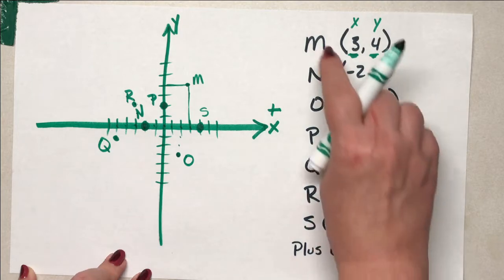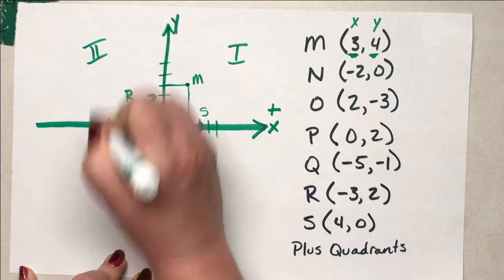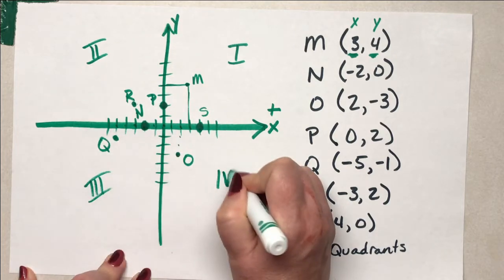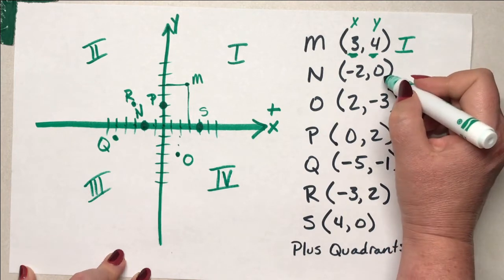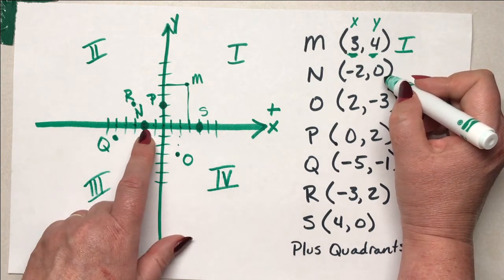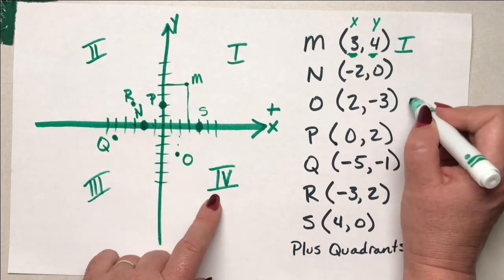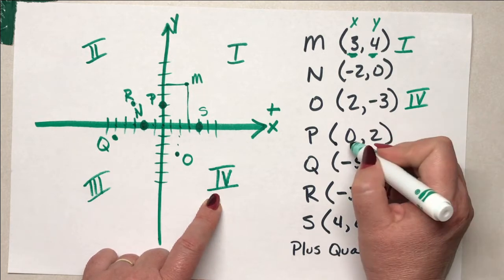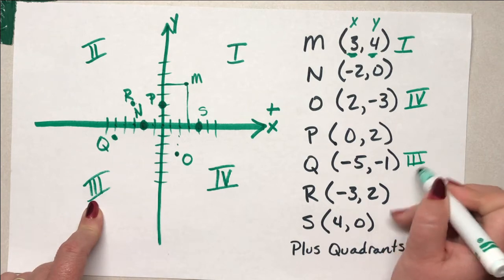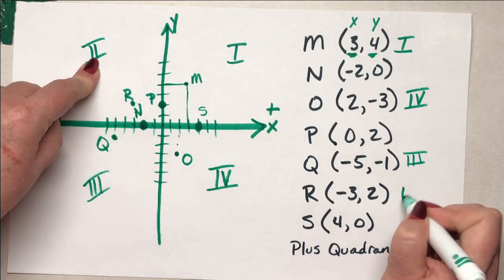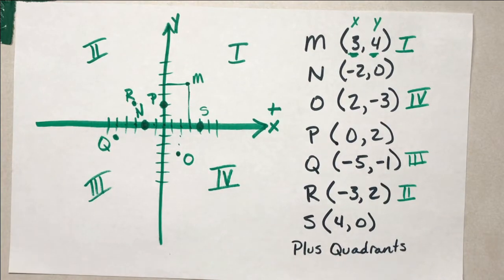And if I asked you what quadrant is M in, I would like you to quickly label your quadrants so you don't make a foolish mistake, because that's easy to do when you do things in your head. That's in quadrant 1. N is not in a quadrant because it's between quadrants. O is in 2, -3. This is in quadrant 4. P is also between quadrants. Q is in quadrant 3. R is in quadrant 2. And S is between quadrants. That's what that part of your homework looks like.